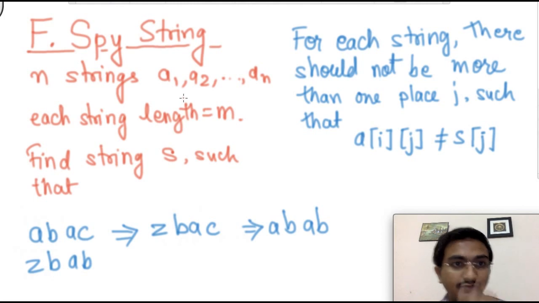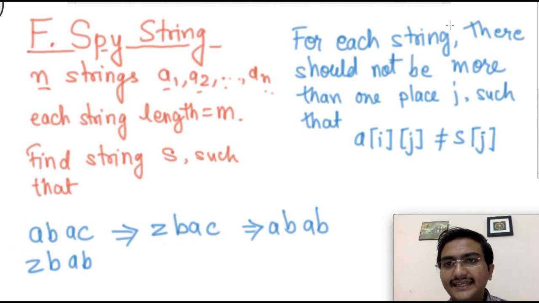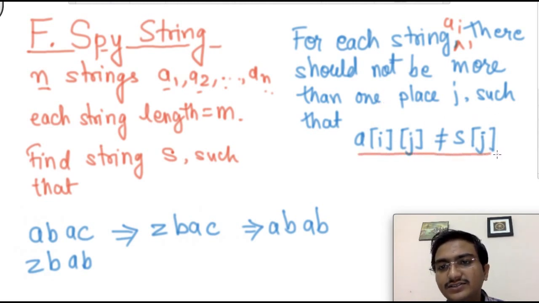So this was a good question. Spy string, right? Again, we were given that we have n strings, a1, a2 till an, and each string is of length m. And then you have to find a string s such that for each string ai, there should not be more than one place j such that ai of j is not equal to s of j.